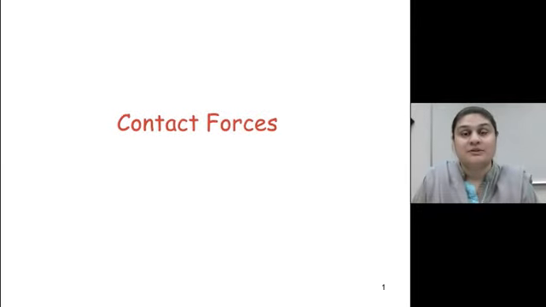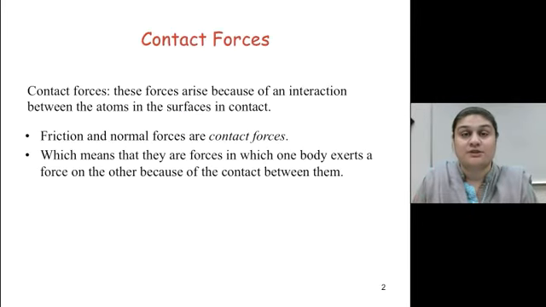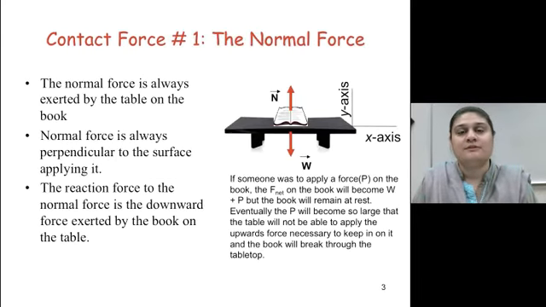So this part of the lecture will deal with contact forces. Contact forces are forces that arise because of the interaction between atoms in the surfaces that are in contact with one another. For example, these include friction and normal forces. This means that these are forces in which one body exerts a force on the other because of some direct contact between them. So contact force number one.